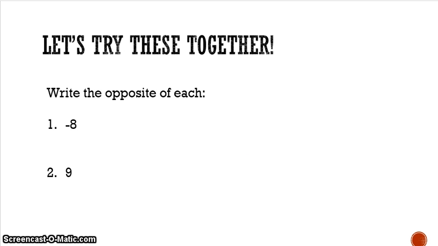Let's try these together. So we're going to learn to write the opposites of the numbers. You can use the number line if you want to. I'm going to show you how to do it without it. To write the opposite of the number, if it's negative, you take away the negative. If it's positive, you make it negative. So this is -8. The opposite of -8 is +8. 9 is positive. So the opposite of +9 is -9.